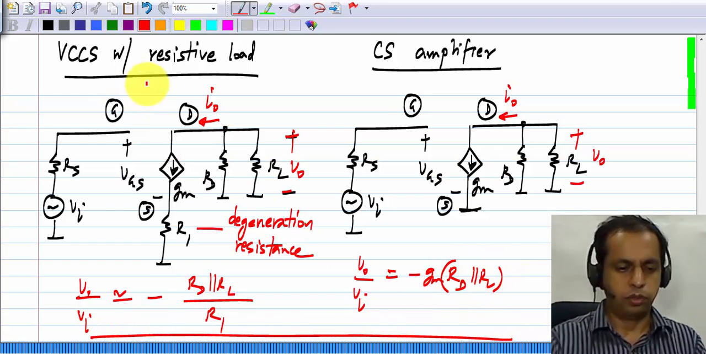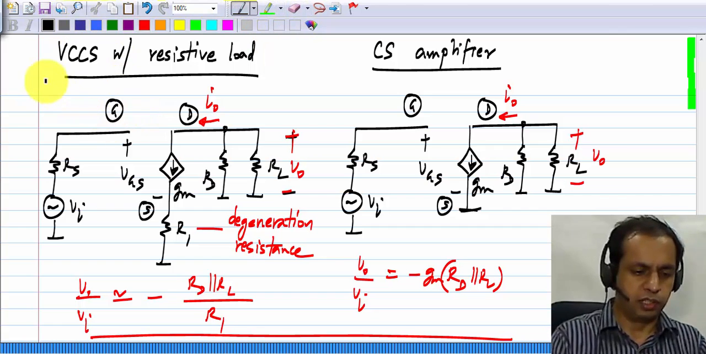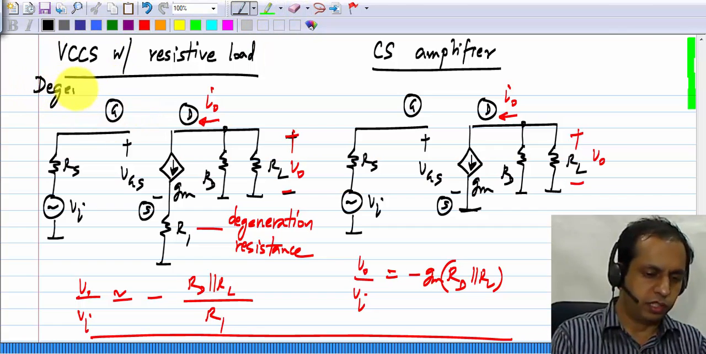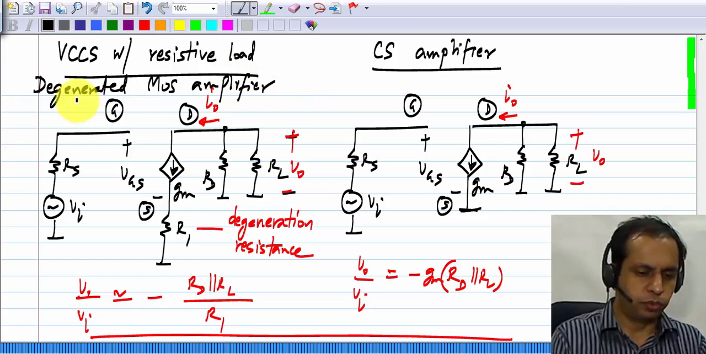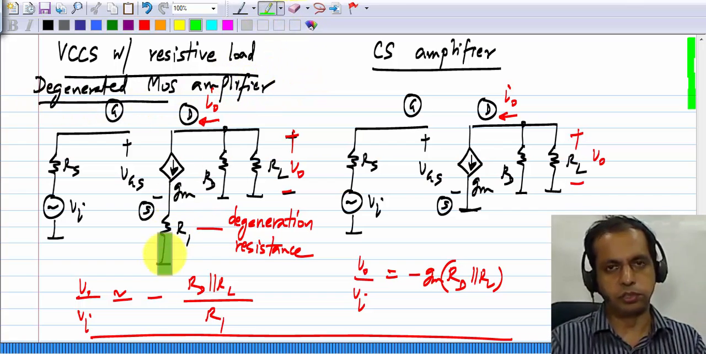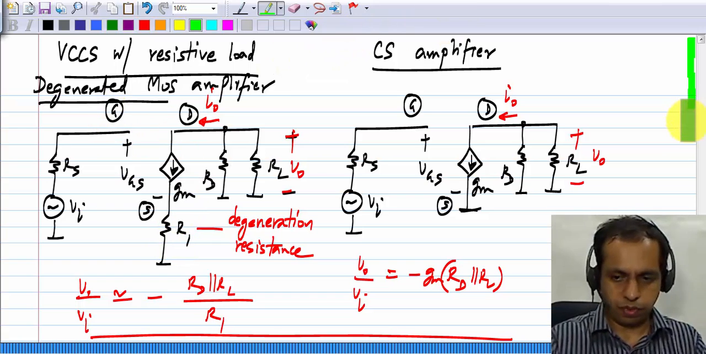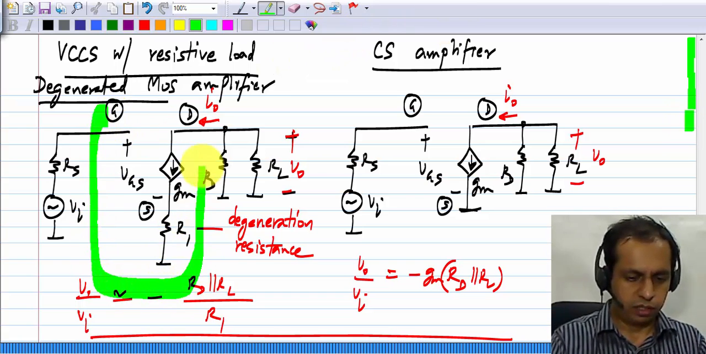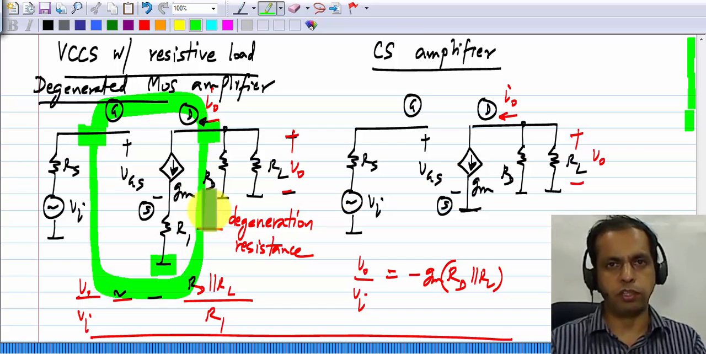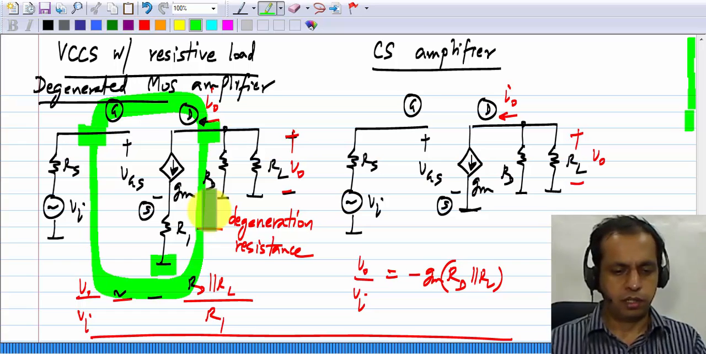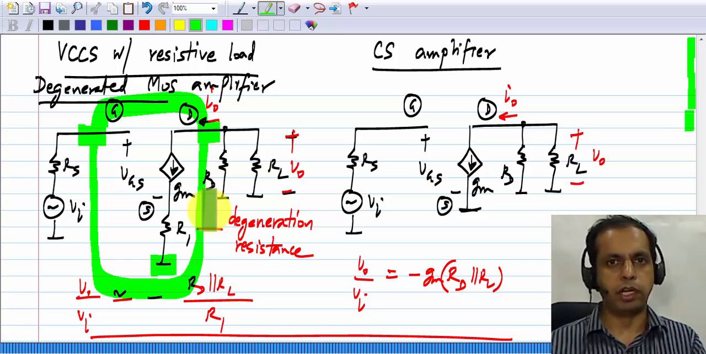So many times you see this terminology, the degenerated MOS amplifier, and this is what it means. If you have a resistance in the source, then you can think of this entire block, these three terminals, as a three-terminal element whose Gm is much smaller than that of the MOS transistor by itself. So that's what degeneration means, and this circuit is also a very widely used basic building block.